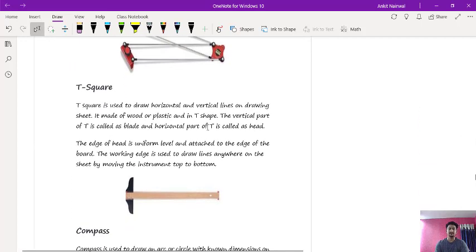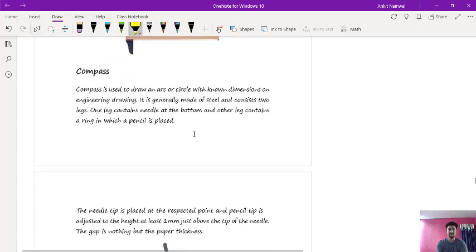Now comes the T square. T square is like this. T square is used to draw horizontal and vertical lines on a drawing sheet. It is made of wood or plastic and is in T shape. That is why it is called a T square. You do not need to buy this one.